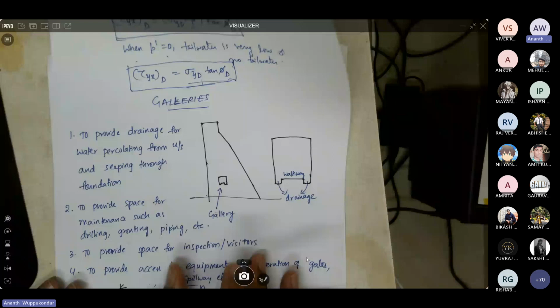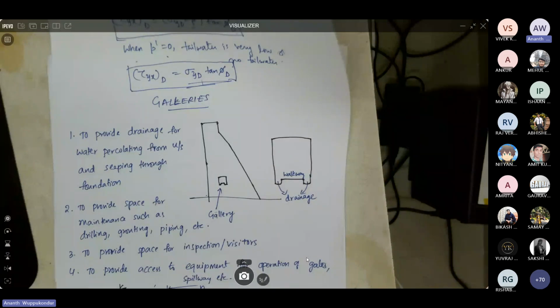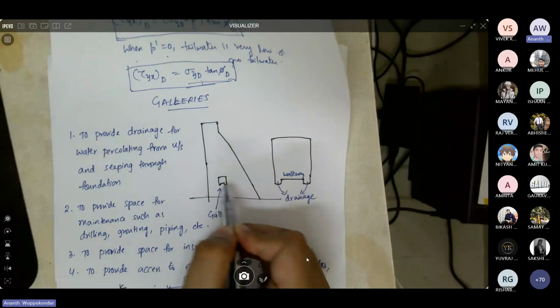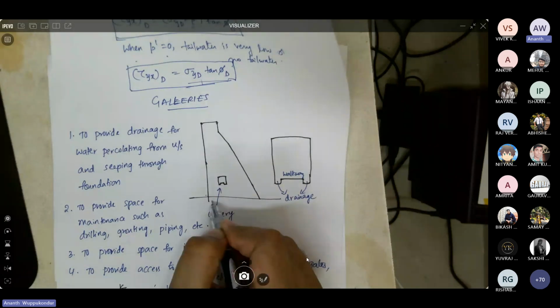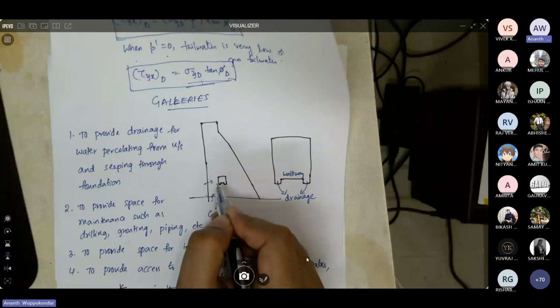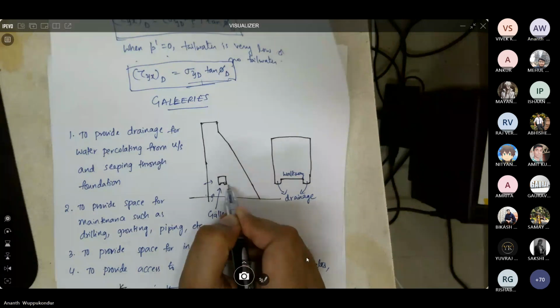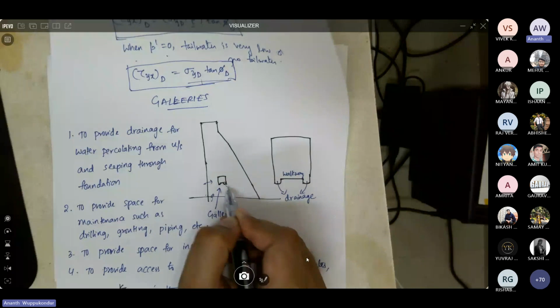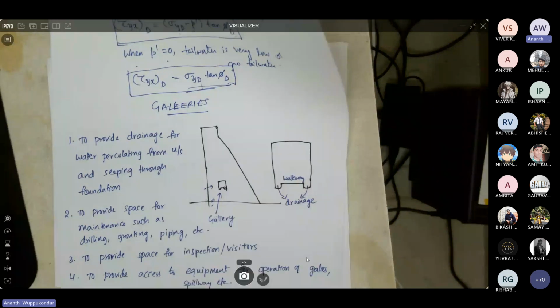Now let's talk about galleries. So I briefly mentioned about galleries when we started design of the dam. So you provide galleries inside the dam section so that whatever the water is seeping either through the foundation or through the upstream face can be released and drained through the drainages. So once you provide this gallery for drainage, then you're actively relieving uplift pressure. So you're reducing the vertical forces that act on the foundation of the dam.